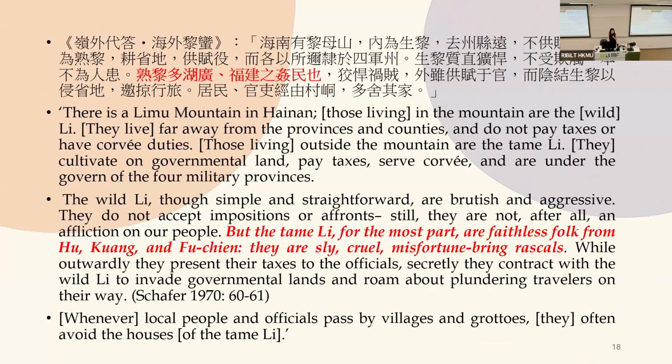And differences between the wild Li and tame Li extend beyond their location of settlements and whether they are governed by the local governments. Lin Wai Dai Da also noted that the so-called tame Li were actually of various ethnic origins. Some of them maybe shared the same root as the native Li people. But there were also very interesting ones. Here it says that those Shu Li, the tame Li, contain scoundrels and rascals from Huguang and Fujian. That's a very mean comment.